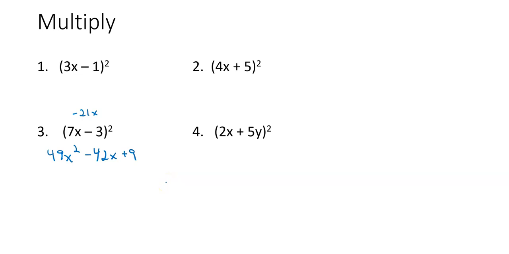We can do it for terms that have both x's and y's in them. All right, take a look at number 4. First term squared, 4x squared. When I multiply the insides, 2x times 5y is 10xy. Double it, and I get 20xy. And then 5y squared, square the 5, square the y.